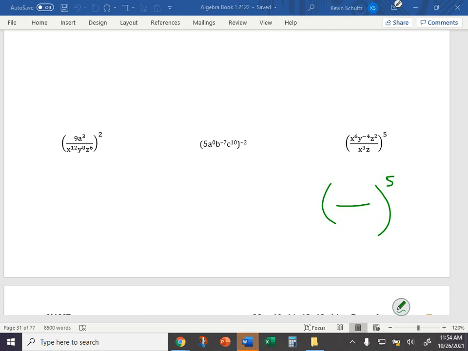Lauren? Sure. I can simplify my bases of x here by subtracting the powers, right? I've got 6 x's in my numerator, 3 in my denominator. That means I'm going to have 3 left in my numerator. What else can I do?